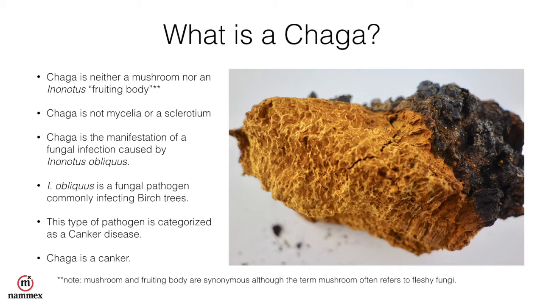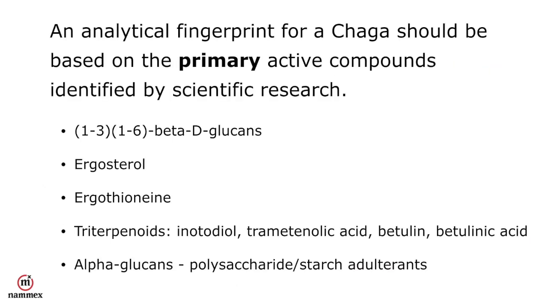And Inonotus obliquus is a fungal pathogen commonly infecting birch trees. This type of pathogen is categorized as a canker disease. So, in fact, chaga is a canker.